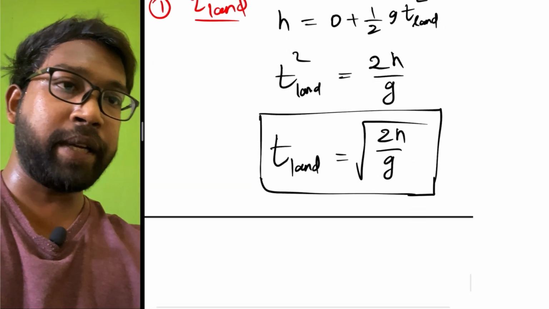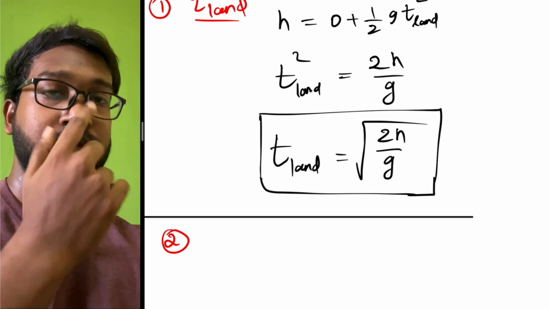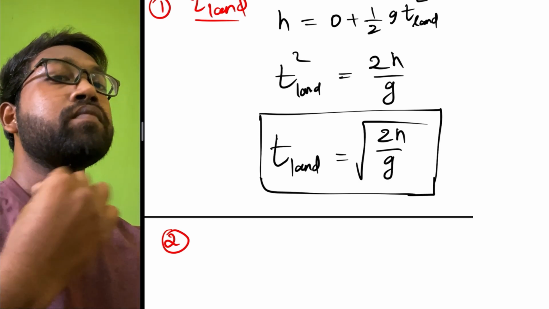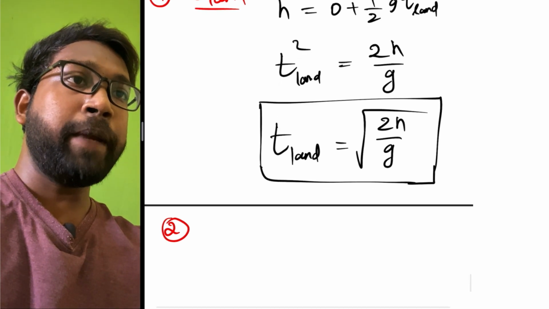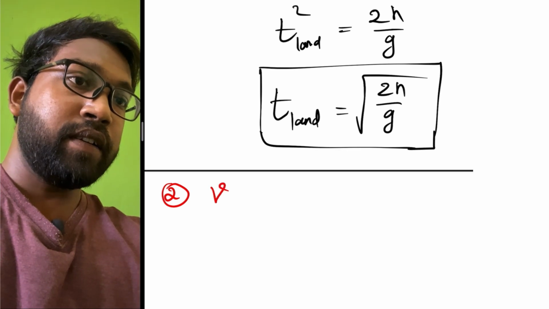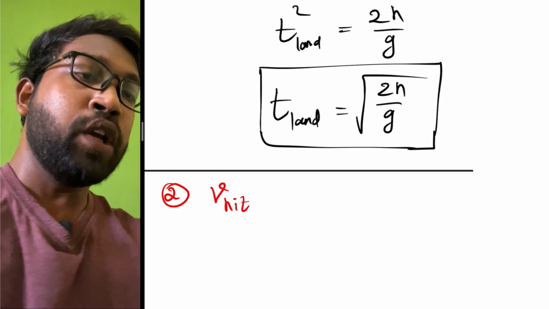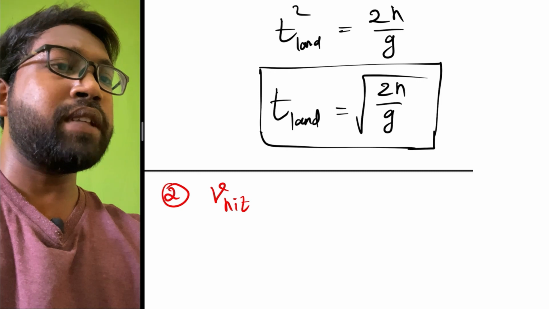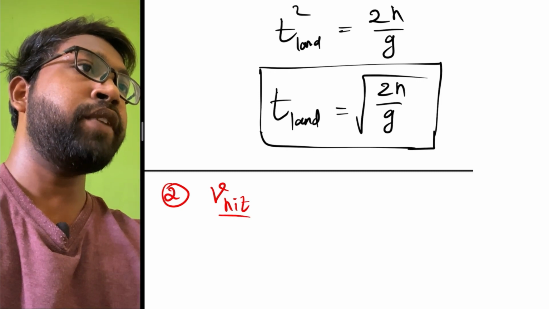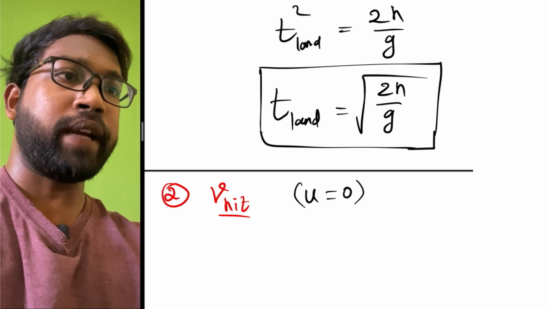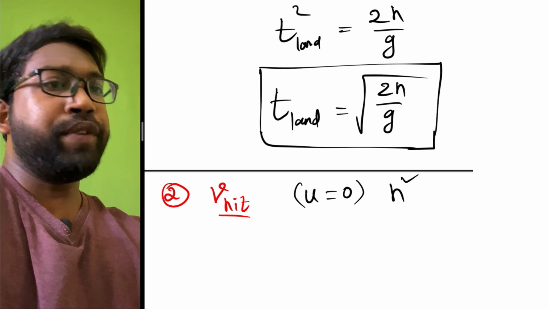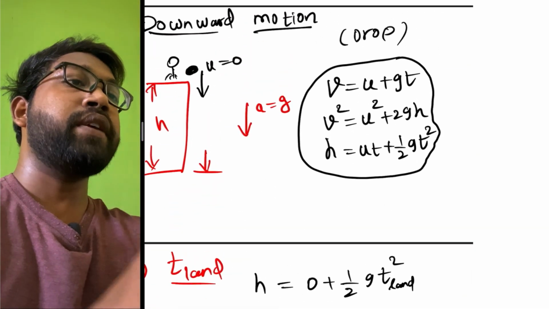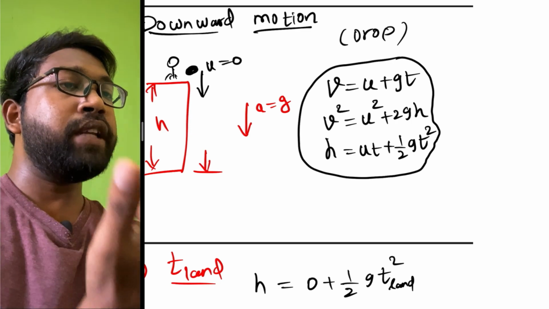Let me solve one more thing. The next thing will be the velocity. The ball reaches the ground, right? What is the velocity when the object hits the ground? That's simple. What information do we know? Initial velocity is 0, and we know the height, and we are going to find the final velocity. Which equation can you use? You can see the second equation, v square equals u square plus 2gh. In this case we can use it.